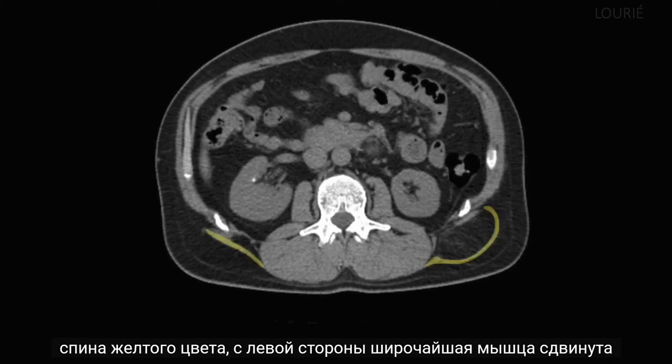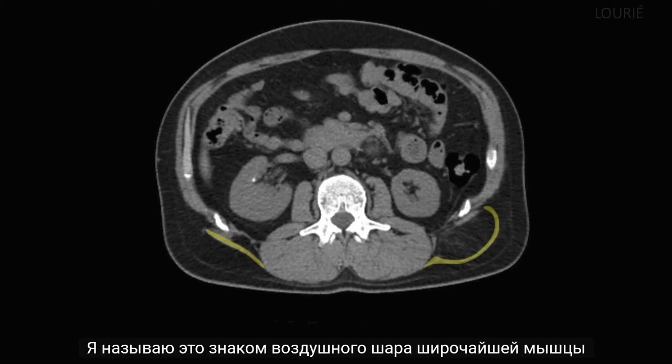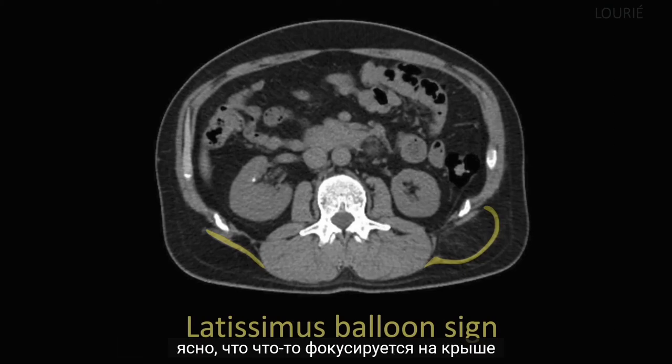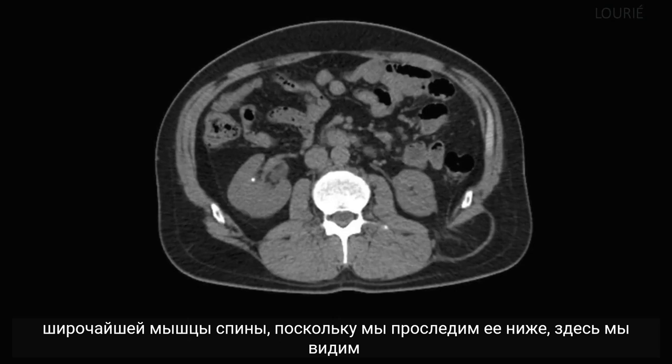On the left side, the latissimus is pushed out in a large convexity over the herniated contents. I call this the latissimus balloon sign, and this is quite pathognomonic of a Grinfeld hernia. Clearly there is something focally pushing out at the roof of the latissimus dorsi.